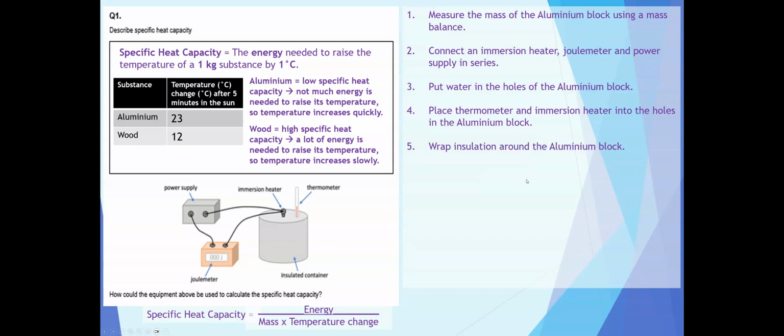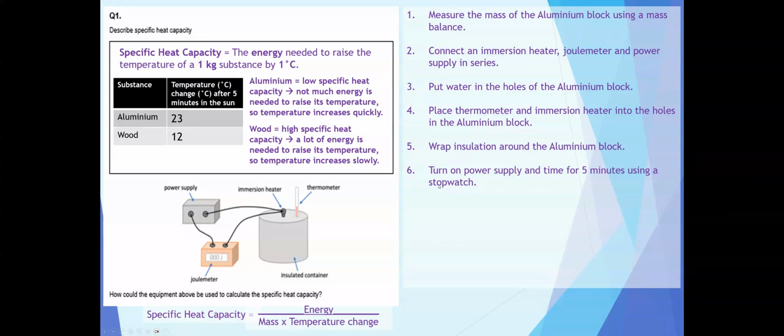Wrap insulation around the aluminium block. The insulation is to stop the thermal energy escaping the block. We're measuring how much thermal energy goes into the block. We don't want that thermal energy to escape into the atmosphere, so we insulate it to reduce that happening. Turn on the power supply and time for 5 minutes using a stopwatch.